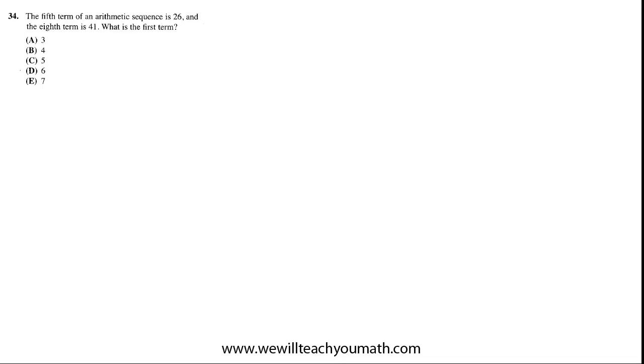So this is arithmetic, so there's going to be a common difference to get from one term to the next. And we know two of the terms. We know A5, the fifth term, is 26. And the eighth term, we'll call it A8, is 41. And we want to know the first term, A1. So the first thing we should ask ourselves is, what is the common difference? So let's just lay this out.